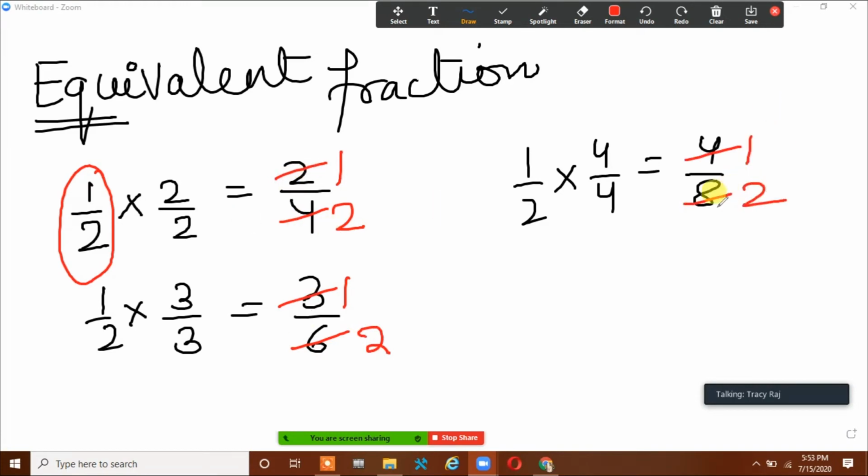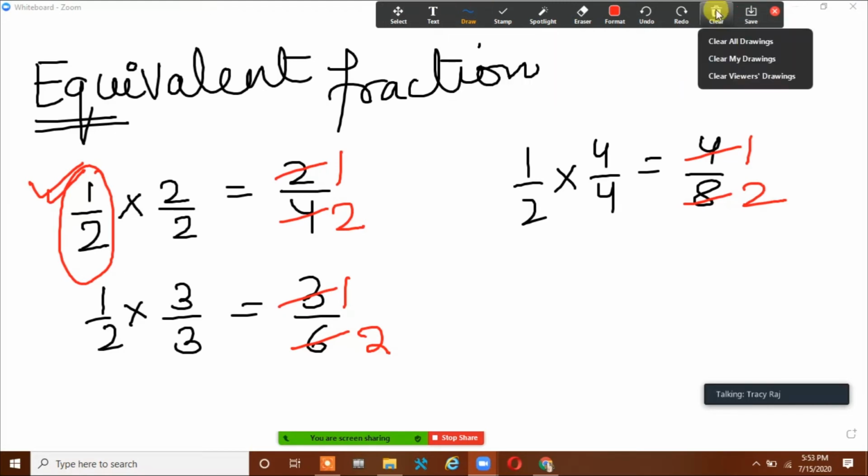They represent the same part of the whole, meaning they are the same fraction, only they are in multiples. So they are equal. They are called equivalent fractions.